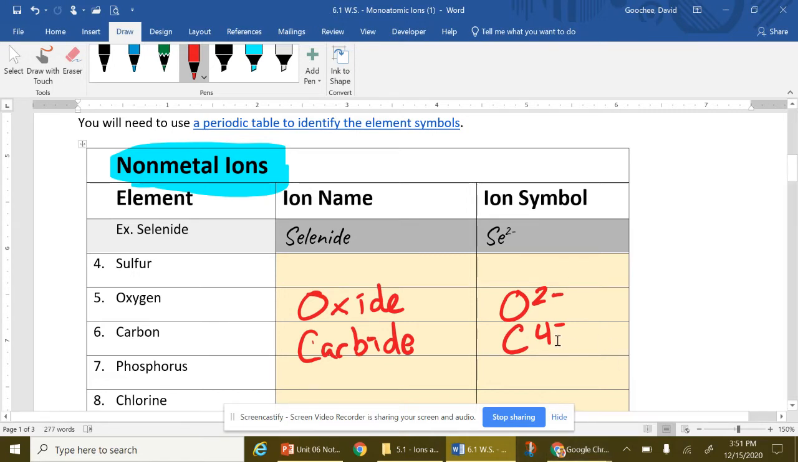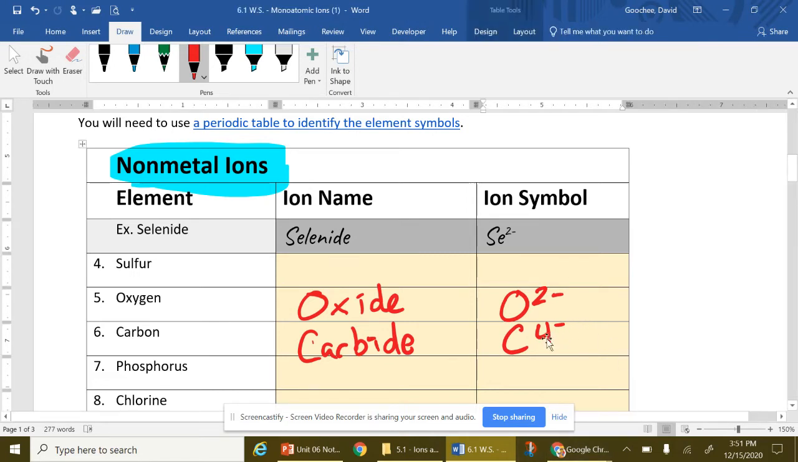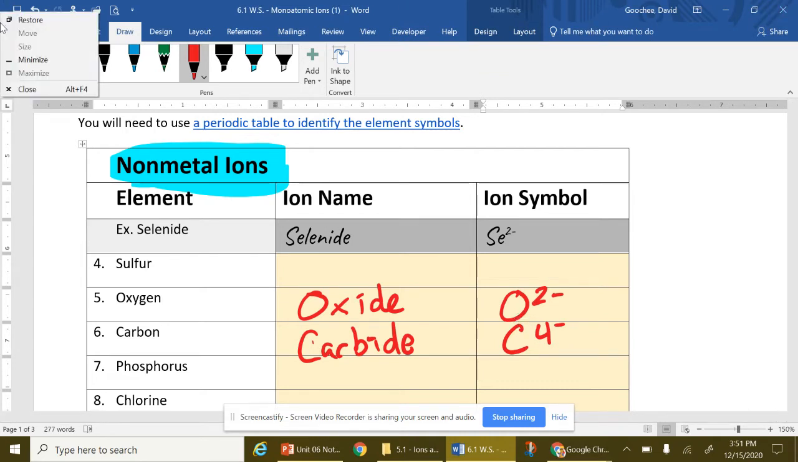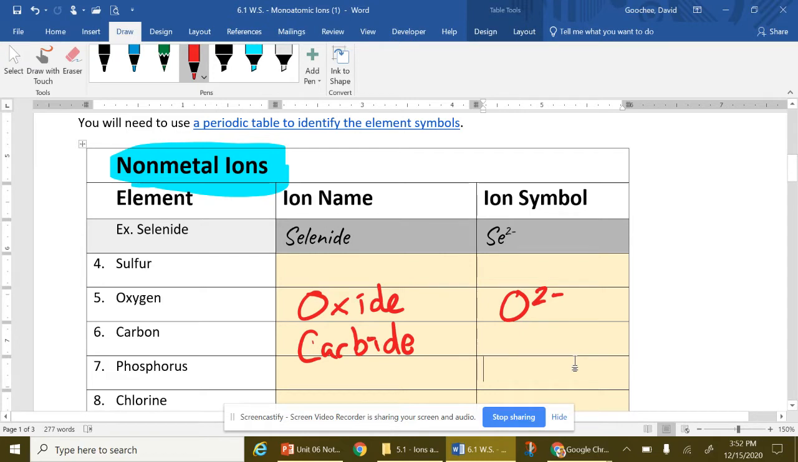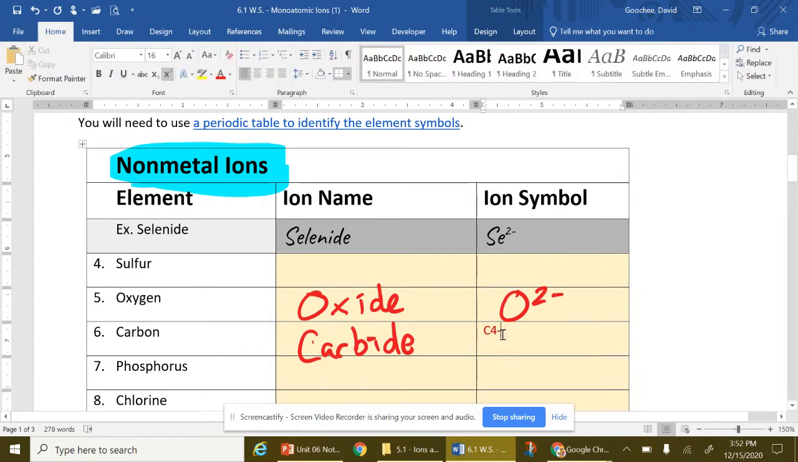Now, if you were to type this in, you would need to make sure that you have the charge written tiny and above. Okay, so in this case, I would write C4 minus, and then you would highlight the 4 minus, and if this was in Google, you would go to Format, Text, Superscript. In Microsoft Word, it's a little bit easier. Okay, bam. But you got to have that number tiny and above.